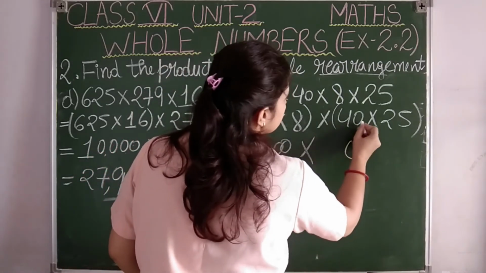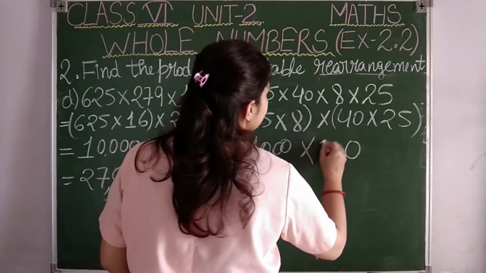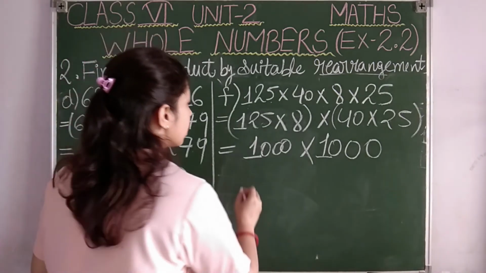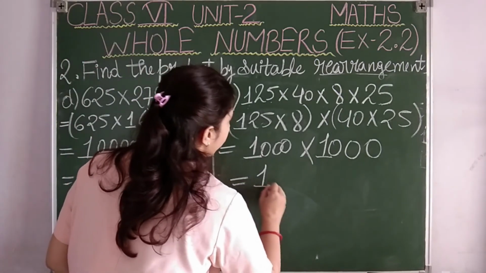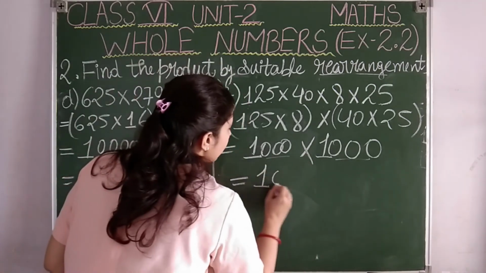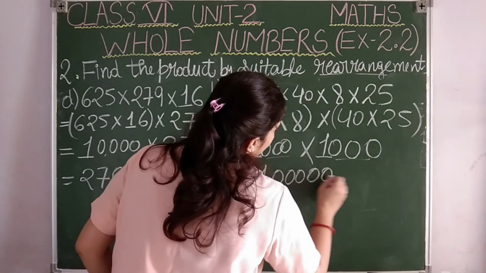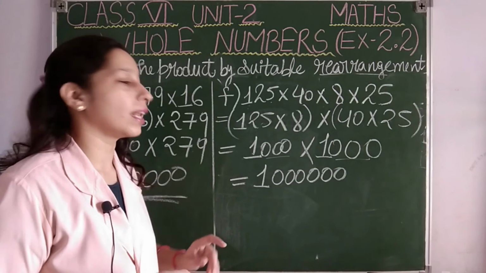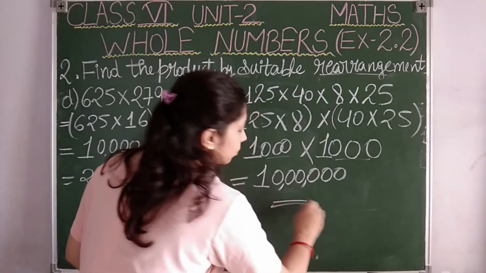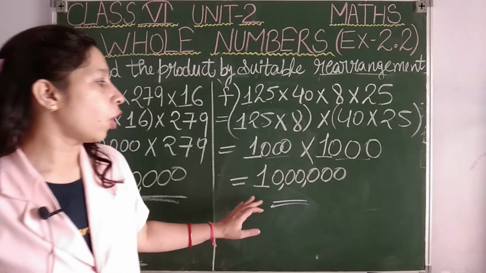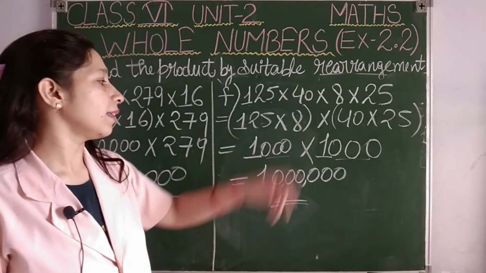Then the 0 I have already written here. 4 25s are 100. Okay, so 40 into 25 will give you 1000. So 1000 into 1000, 1 into 1 is 1. 1, 2, 3, 1, 2, 3. 3 plus 3, 6 zeros you are going to write, students. As both the numbers which we have to multiply have zeros at the end, that many zeros we write in the answer also. So here we got 10 lakh as our answer on multiplying these 4 numbers.